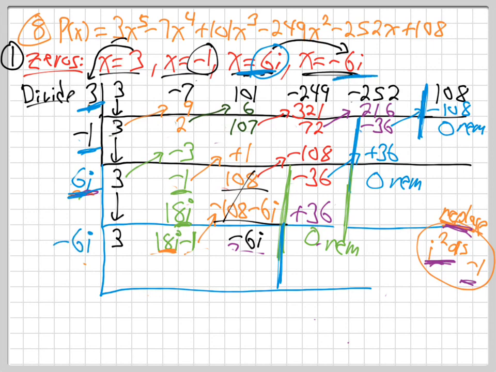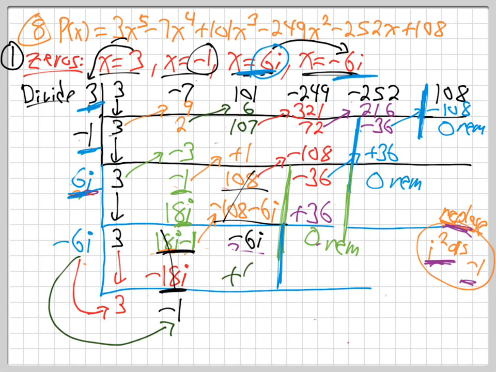So now I'll do the minus 6i, the last 0. This will be it. Bring down the 3, minus 6i times 3 is minus 18i. Add these guys up. 18i minus 1 and minus 18i. These cancel, it's just minus 1. And then minus 6i times minus 1 is plus 6i. Minus 6i and plus 6i, no surprise. 0 remainder again. Okay. After all that dividing, we were given 4 zeros.